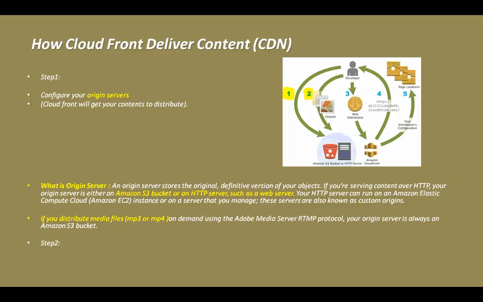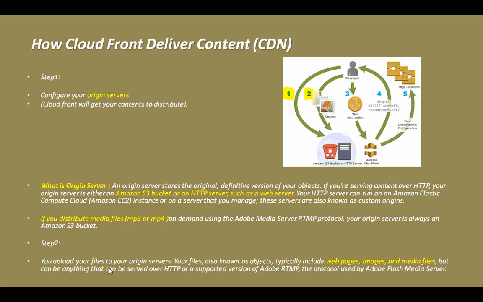Now what is our step two? In step one we decided that we'll be configuring our origin server, which could be Amazon S3 or an HTTP server. Now you can see in the diagram on the right-hand side that in the second step we'll be uploading the objects onto Amazon S3 or our origin server, so that once we upload those objects, only those objects will be passed onto the edge location so that the user can access them and have better performance. So in step two, you'll upload your files to the origin server. Files are known as objects, typically your web pages, images, or media files, and it could be anything that can be served over the HTTP protocol.